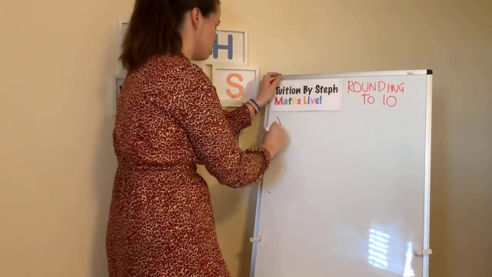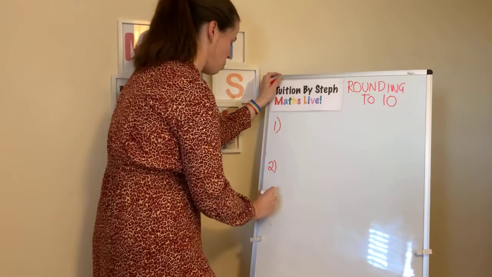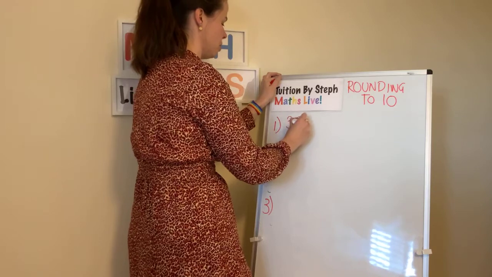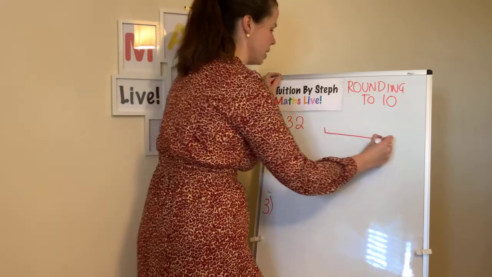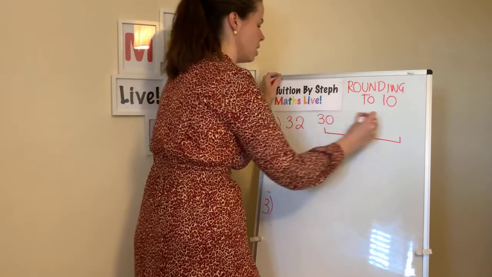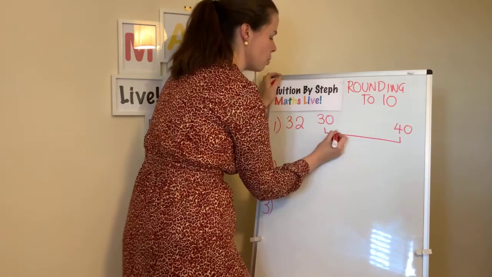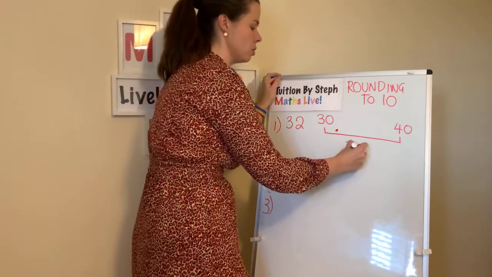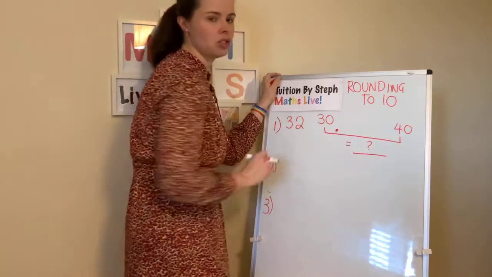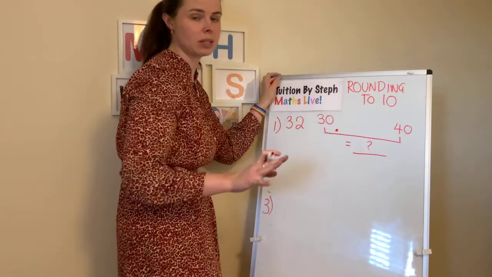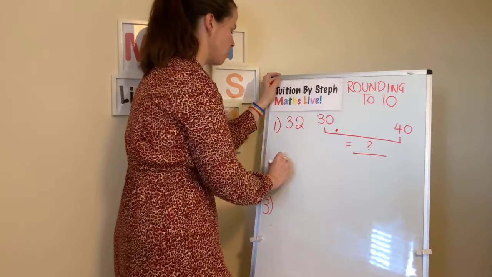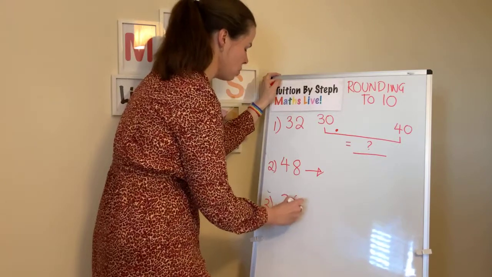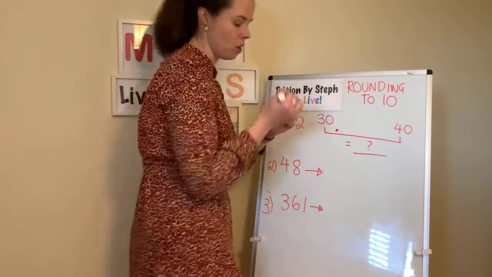So question 1 was this. The number 32 you were given. And you were given a number line like this, 30 and 40. And you were shown that the number 32 is there. So what would you round 32 to? And we're still on the nearest 10. The whole lesson today is doing the nearest 10. I asked you what 48 to the nearest 10 was. And I asked you what 361 to the nearest 10 was. So have a go at those.